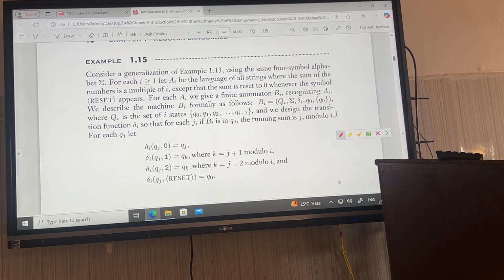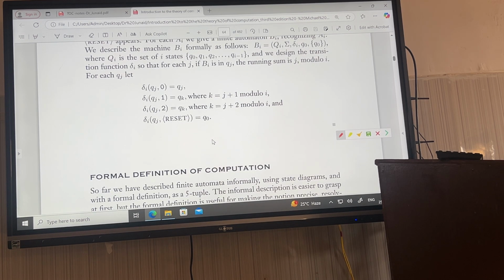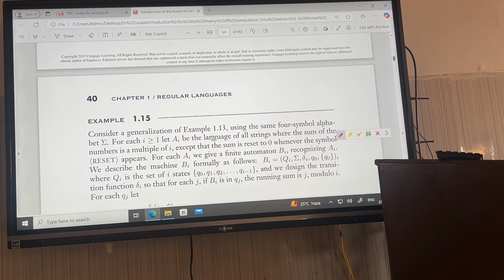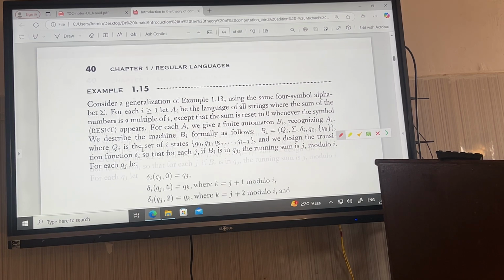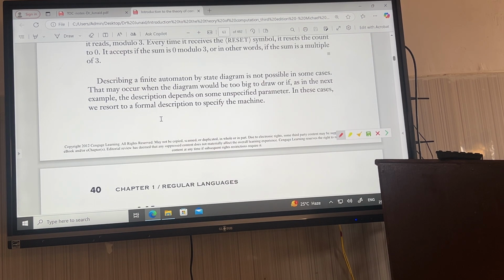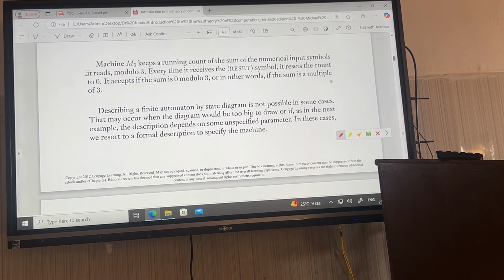Running the sum is j modulo i. Right? इसके लिए कोई लाइन लिखा है इसमें? इसी के बारे में बोल रहा है? Next example. ये लो.